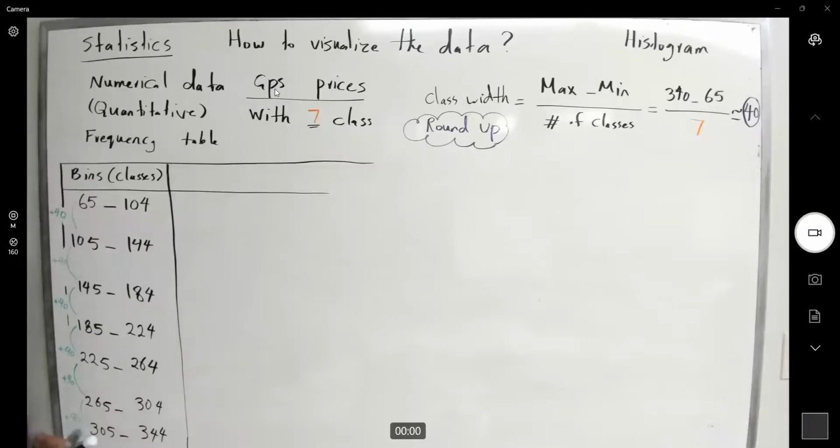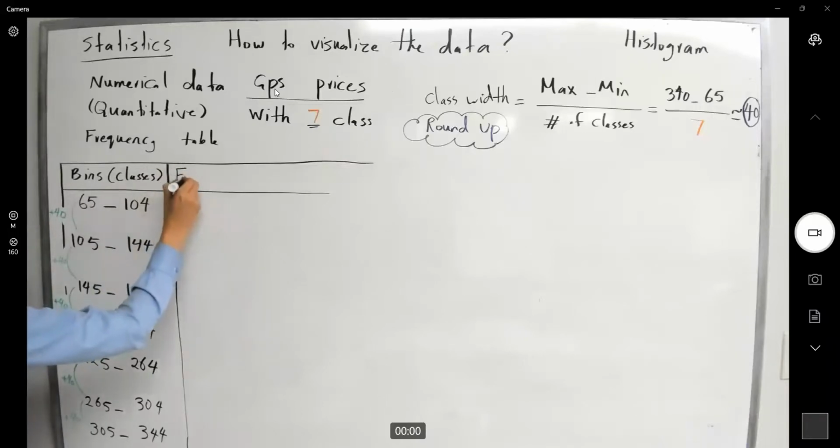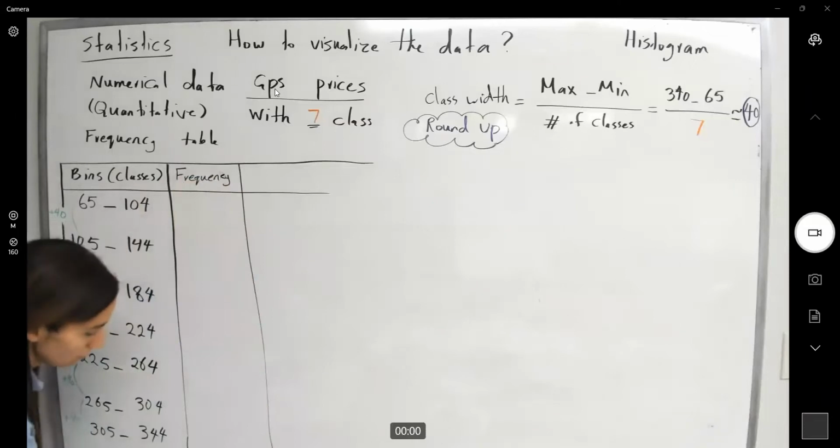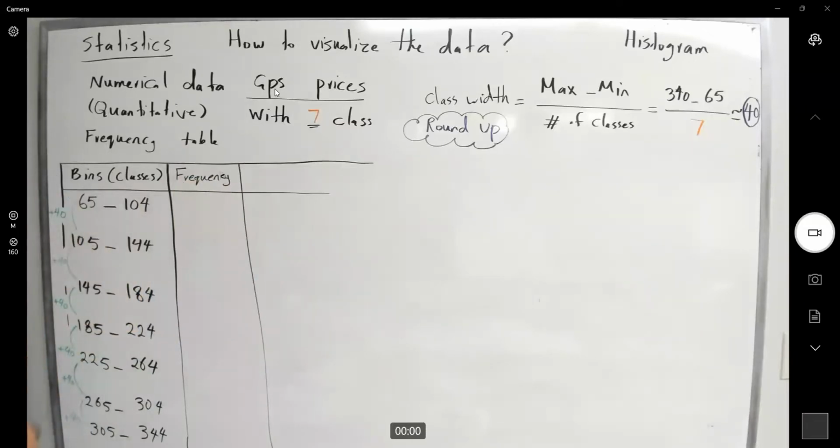The next step is finding the frequency, the count in each class. Frequency or the counts. Now you need to take a look at your collection. 65, how many 65 do you have? How many 66 do you have? How many 67 do you have? How many 68 do you have? How many 69 do you have? How many 70 do you have? And find all of those numbers up to 104, and it's going to be the count or frequency of the first class.